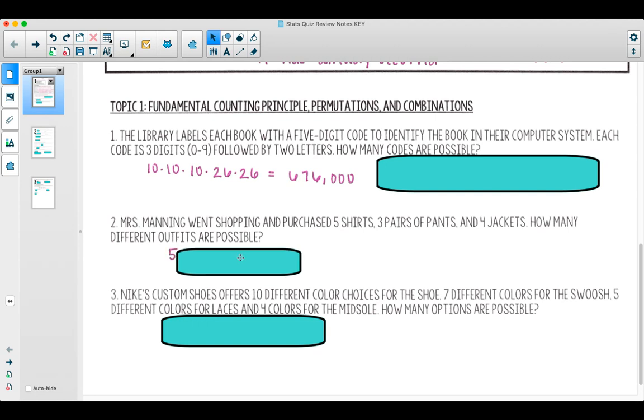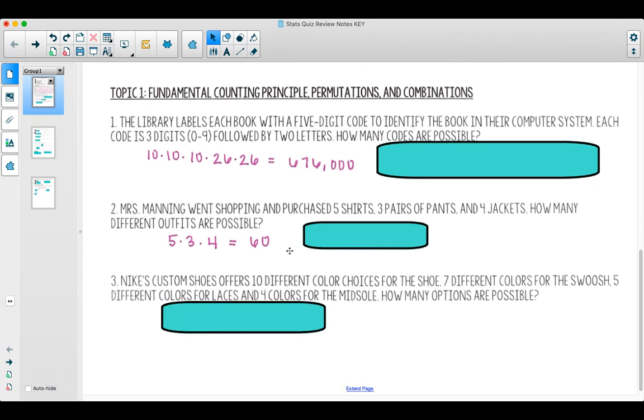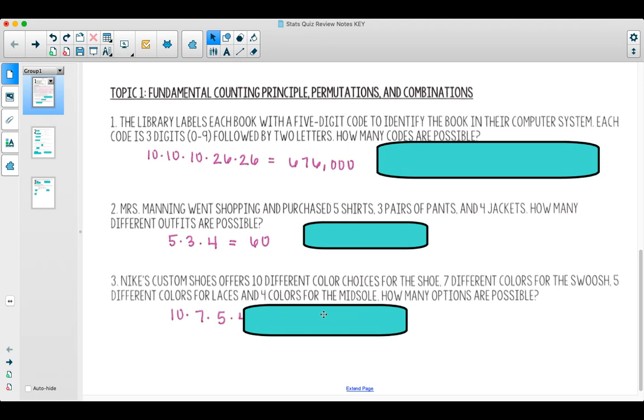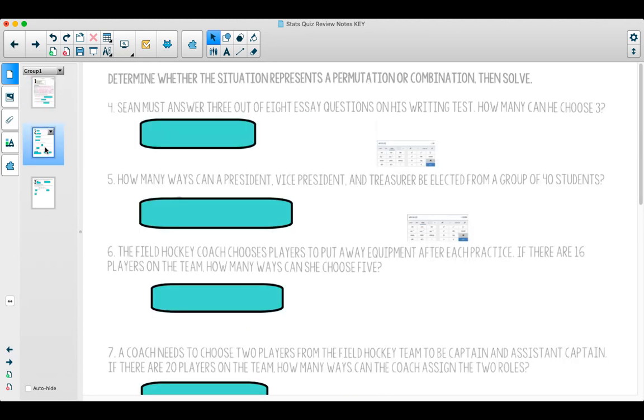So hopefully we just did 5 times 3 times 4 and got a possible 60 combinations. And in problem number 3, Nike's custom shoes offers 10 different color choices for the shoe, 7 different colors for the swoosh, 5 different colors for the laces, and 4 colors for the midsole. How many options are possible? So hopefully you just did 10 times 7 times 5 times 4 and got a total of 1,400. Okay, let's look at permutations and combinations.